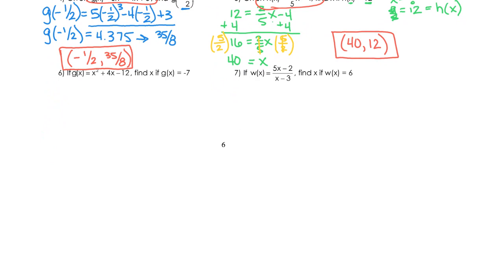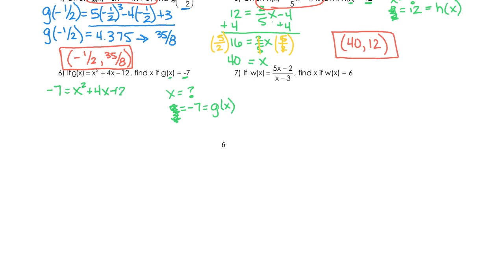In number 6, it says if g of x is equal to x squared plus 4x minus 12, find x when g of x equals -7. So again, notice they're not giving us x. However, they are giving us -7, and so that is our y value. However, in Algebra 2, we know our y value is now known as, in this question, g of x. Okay, so we're going to take that g of x out and replace it with -7 equal to x squared plus 4x minus 12.